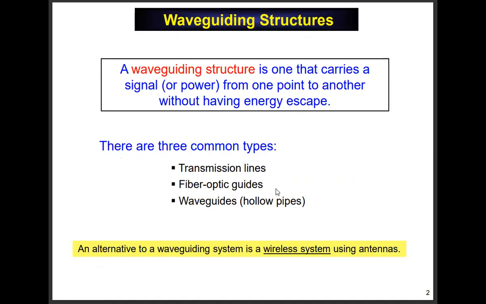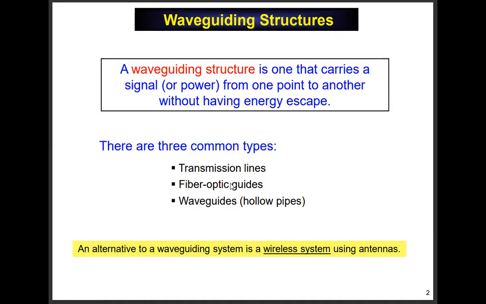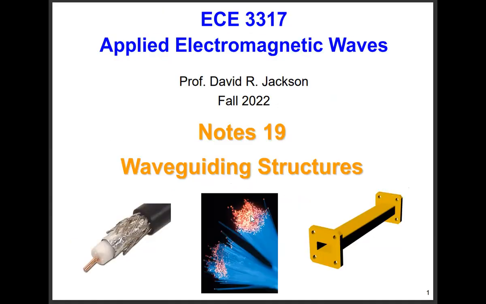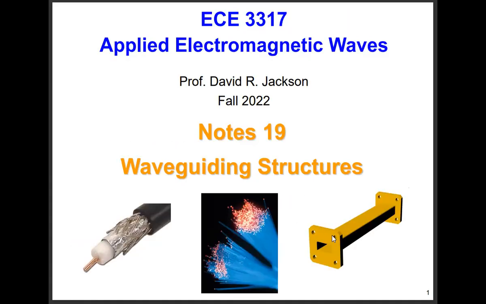There are three types of waveguiding structures commonly used. We already know about the first one, transmission lines. Of course, the coax is the most common of these, and you can also have twin lead or twisted pair, which is a version of that. Second, fiber optic guides, where a dielectric rod is used to carry a signal, usually at optical frequencies. And then waveguides, which are hollow pipes of metal. They can be different shapes, but the most common one is the rectangular one, the subject of notes 20.